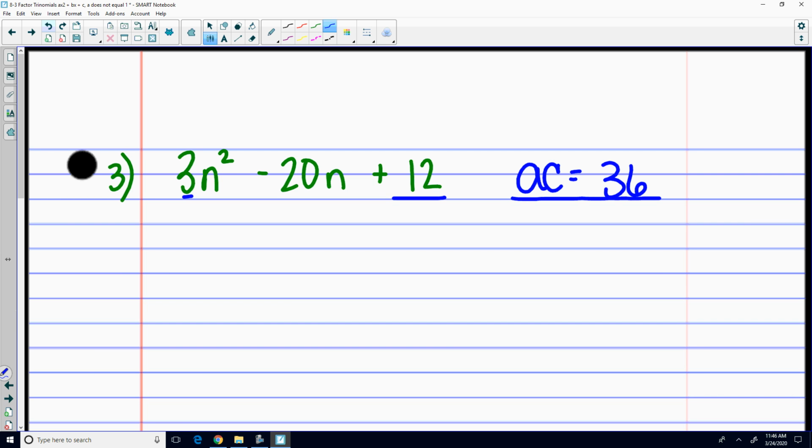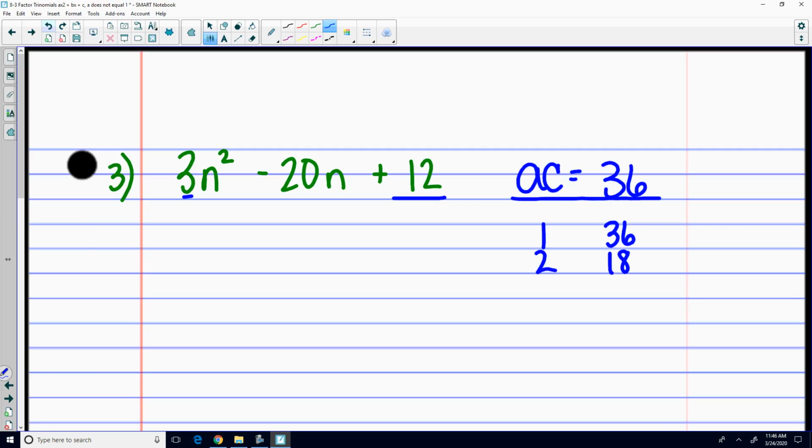That means either both my factors have to be positive or both have to be negative to multiply to that positive. Let's write all the factors of 36. Let's see if I can do it. 1 and 36, 2 and 18. What's 3 and 12? It's 3 times 12. Mental break, everyone. 6, yep, 3 and 12. 4 and 9. And 6 and 6.